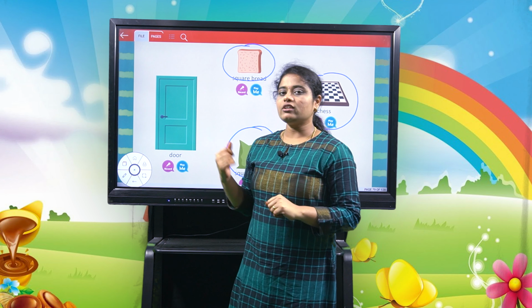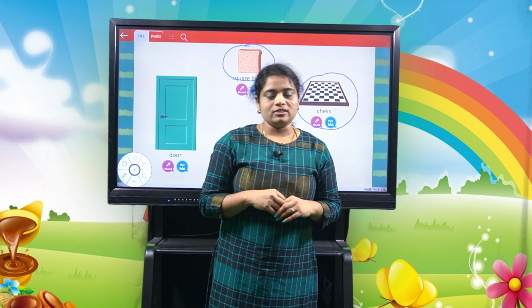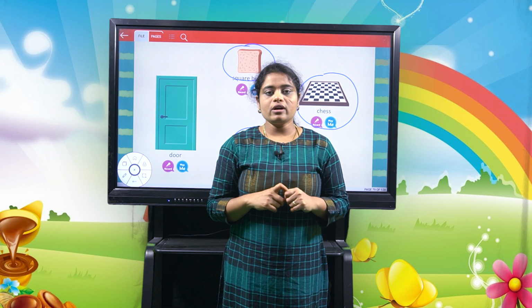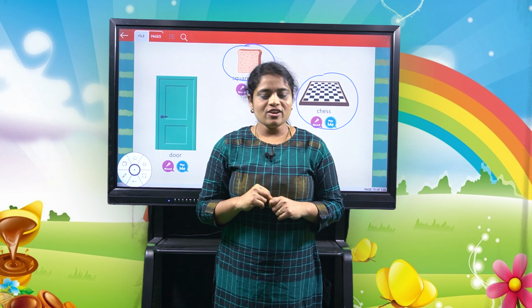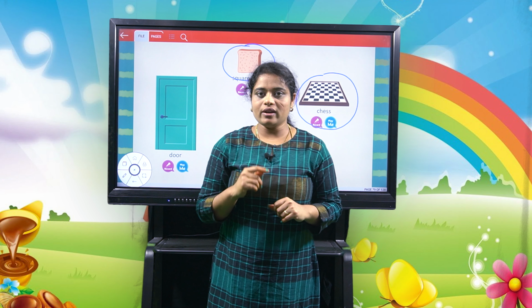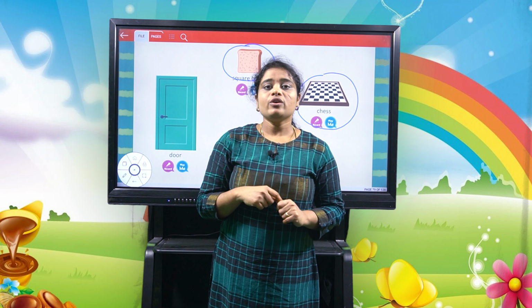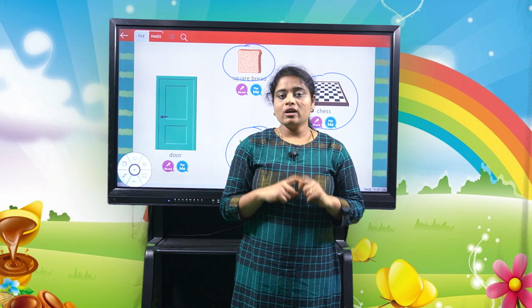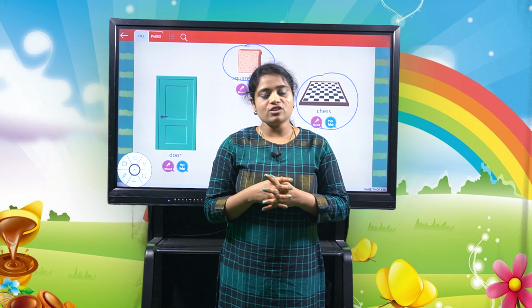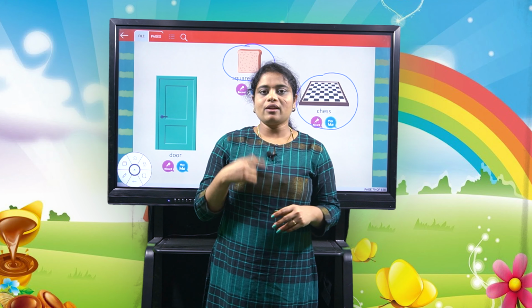So children, we have learned to identify and circle the objects which are in the shape of a square. So now it's your turn. You also look around for any 2 objects or things which are in square shape and tell the names of the objects to your parents. Okay. So, you all will do this for me, right? What you need to do? You need to look around and search for the objects which are in the shape of a square and tell those names to the parents.